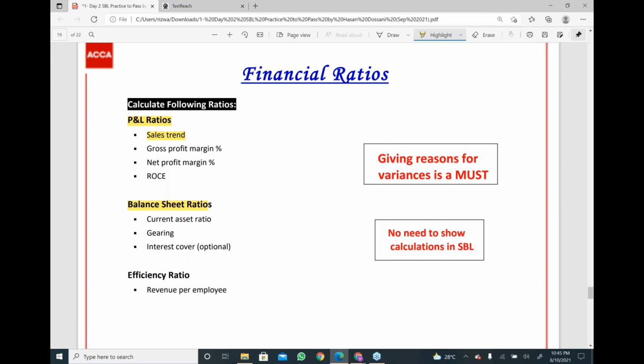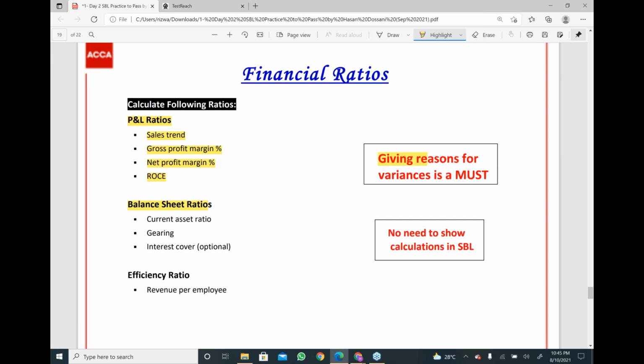I want to see how the revenue trend is going year on year, all those things. And then you look at the gross profit margin percentage, whether it is constant, whether it is improving over the years or it is deteriorating. Then you can look at net profit margin percentage, and then you can look at ROS. These are the 4 basic things you look for in a P&L.